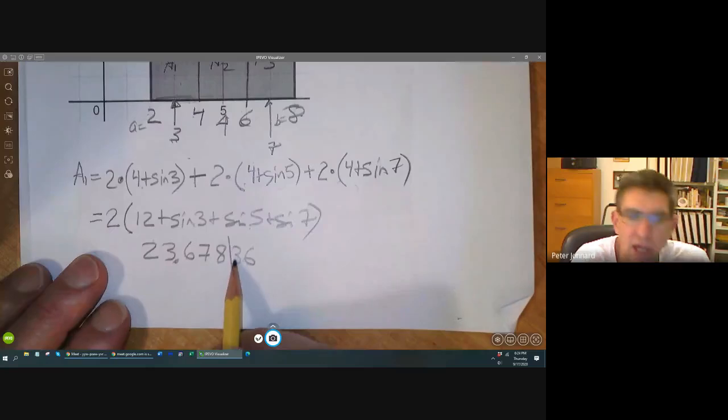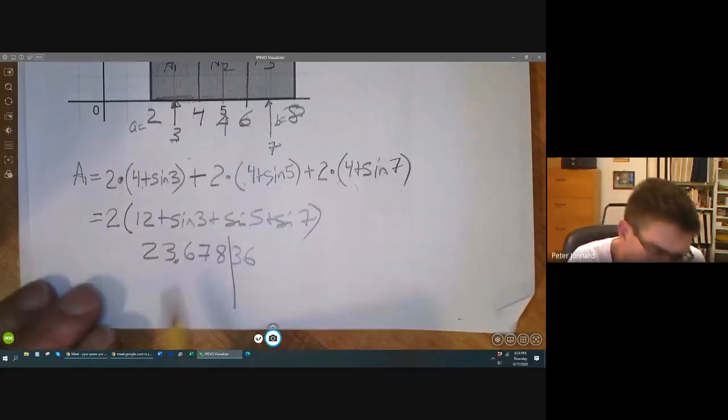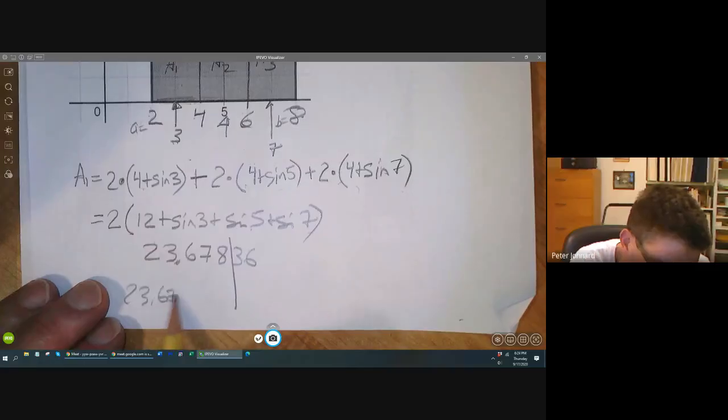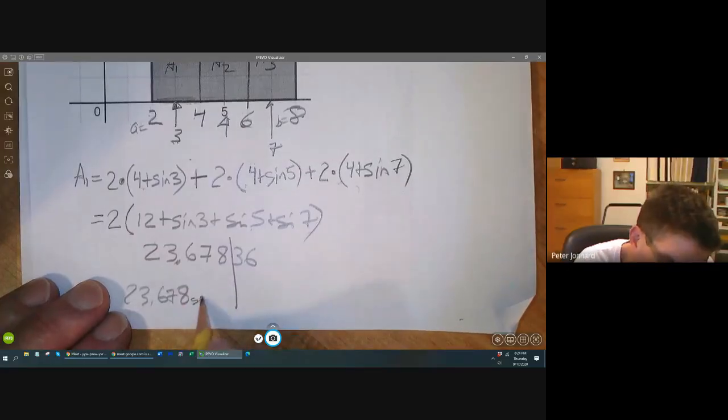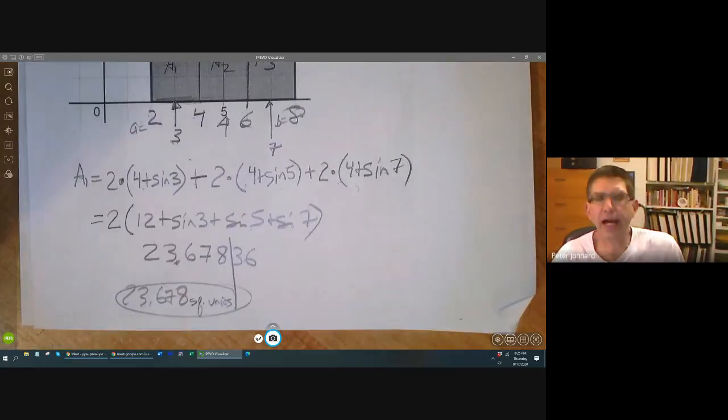And this is, what do you say? 5 and above, give it a shove. 4 and below, let it go, right? So you have 23.678 square units. Okay. All righty, now you're in calculus, okay?